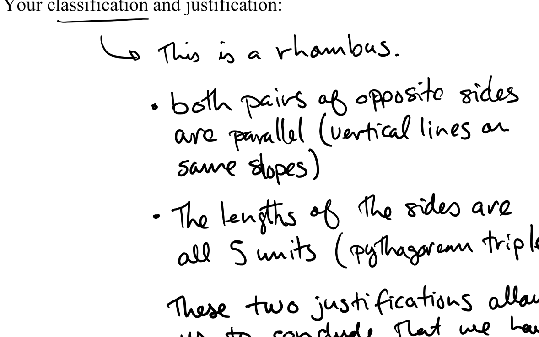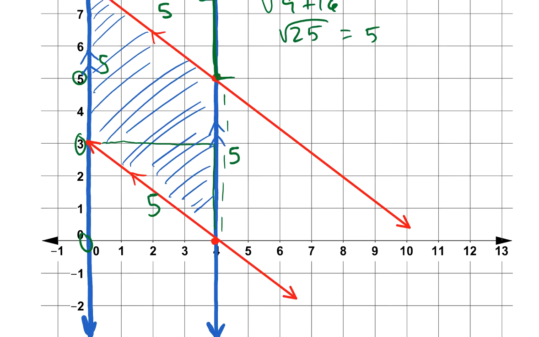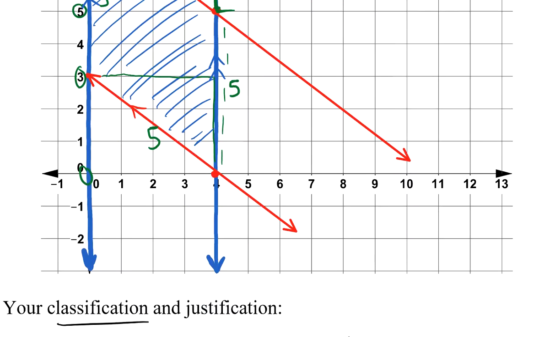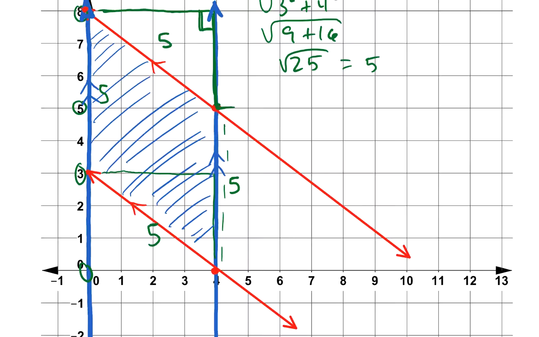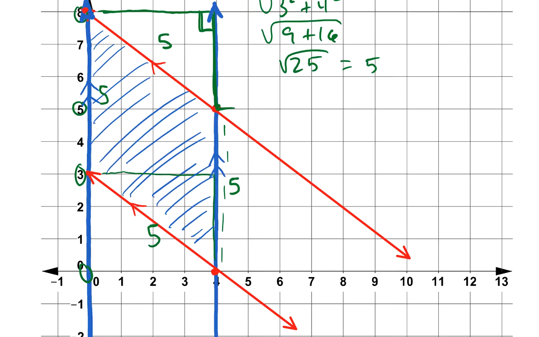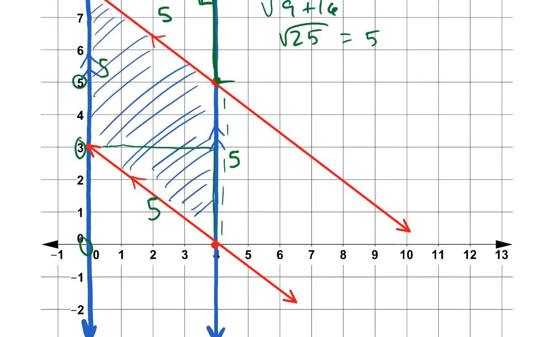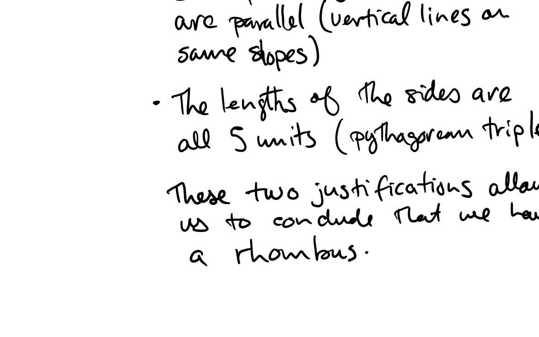And the other thing is all the lengths of all the sides are 5 units long. A couple of those sides I could just do a subtraction problem, like for example 8 minus 3 is 5, and the other one's 5 minus 0 is 5. So the left and right hand sides are 5 because of subtraction. The ones that are above and below are 5 units long because they're Pythagorean triples. So you can see the 3 squared plus 4 squared is 5 squared, so they're 5 units long. So those 2 justifications together allow us to conclude that we have a genuine rhombus.